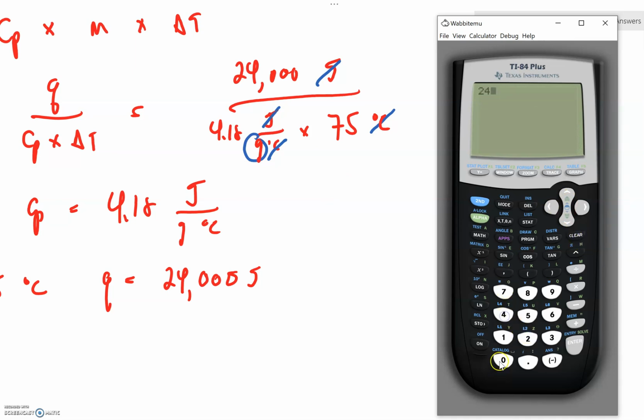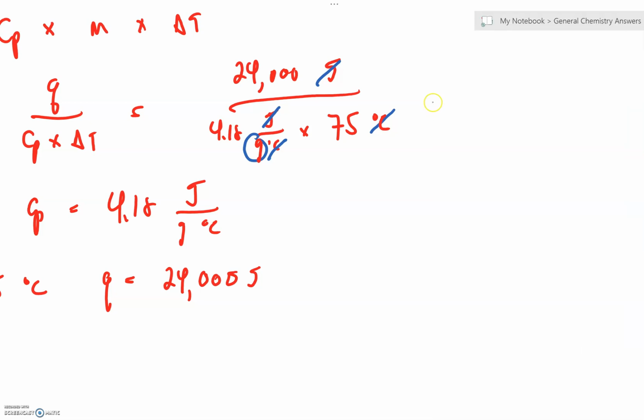So I'm going to say 24,000 divided by everything on the bottom. I'm going to do it all in one shot by putting everything that's on the bottom in parentheses. Otherwise, your calculator is going to get confused. So 4.18 joules per gram degrees Celsius times 75 degrees Celsius. Close those parentheses. And here is our answer. What is our mass? Call that 76.6 grams of liquid water. And ladies and gentlemen, that's all you do.